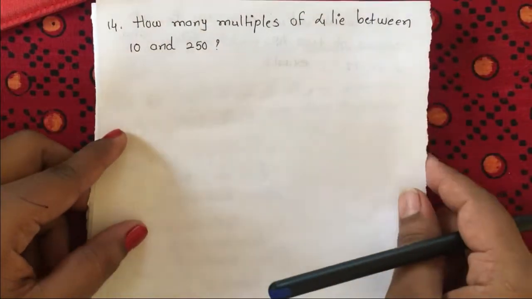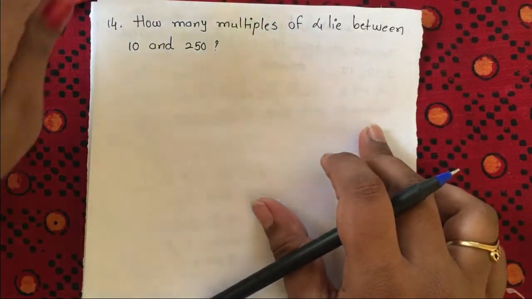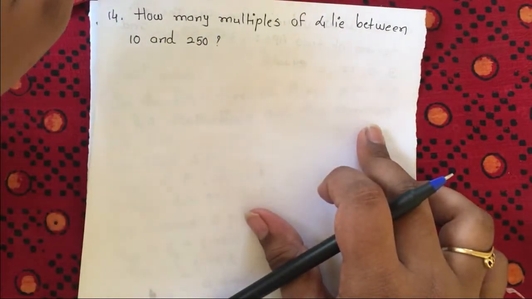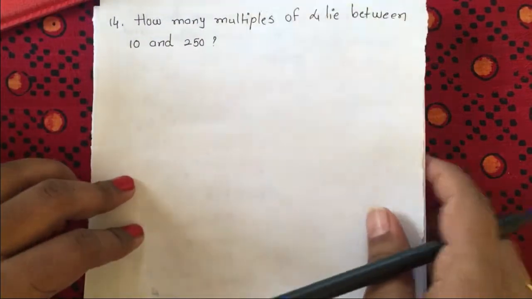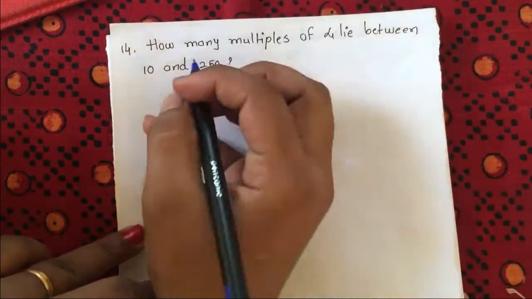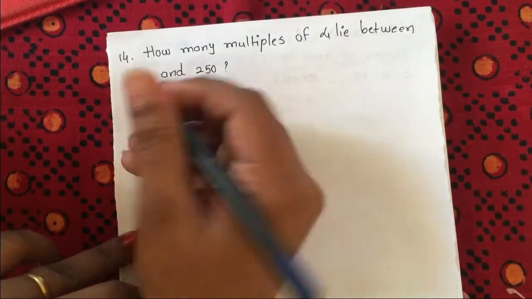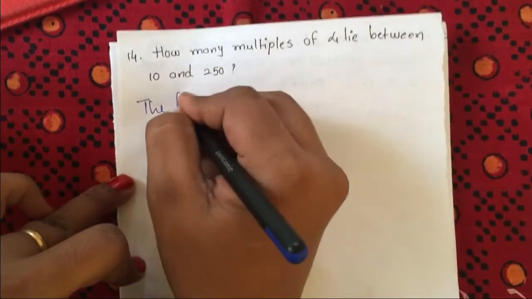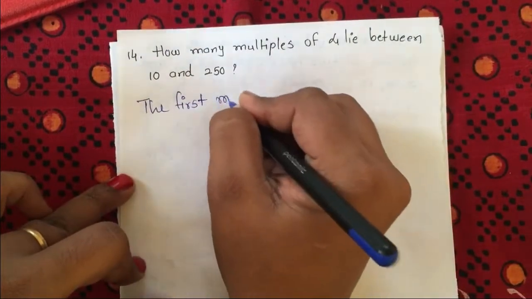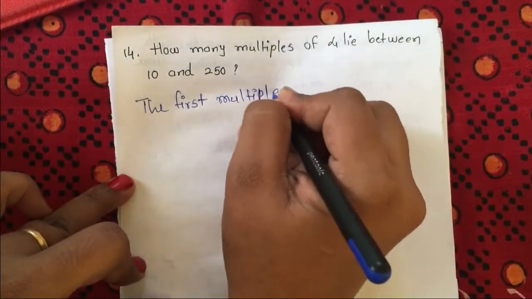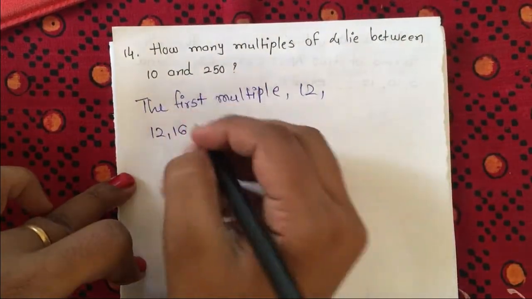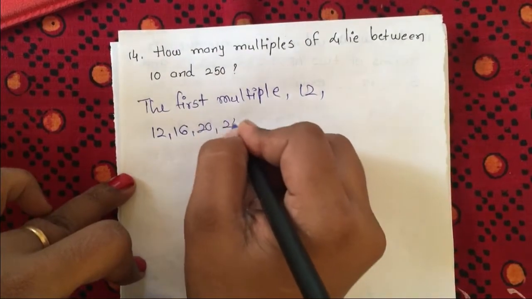Example number 14. How many multiples of 4 lie between 10 and 250? Okay, so now we have to find the multiples of 4 in between 10 and 250. Okay, so first after 10 obviously 12 is the multiple of 4. So the first multiple is 12. So gradually, from 12 we have to add just 4. So 12, 16, 20, 24 up to dash.